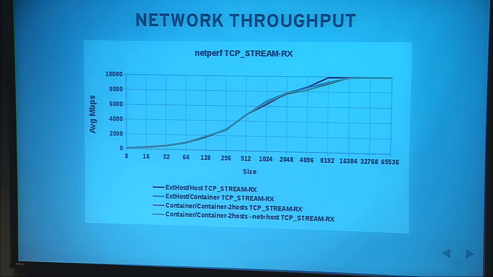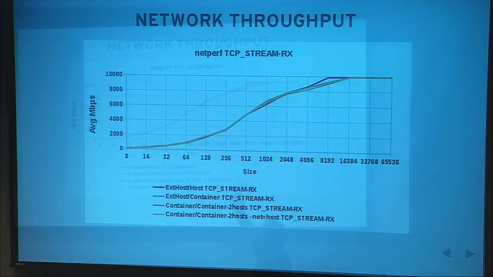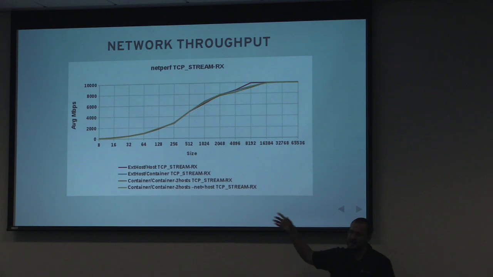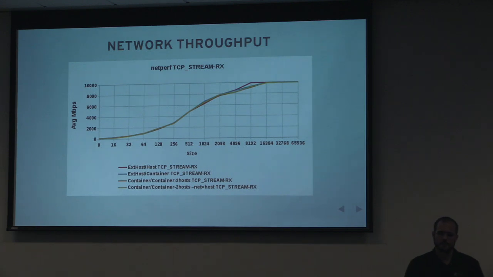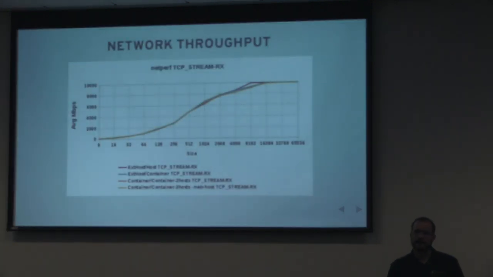This is TCP speed on a 10 gig NIC. And container to container within the same, container to container, then container to container with net equals host. You can see here there's almost no difference. And that's because throughput type workloads like this one really don't hit the same bottlenecks as latency tests.